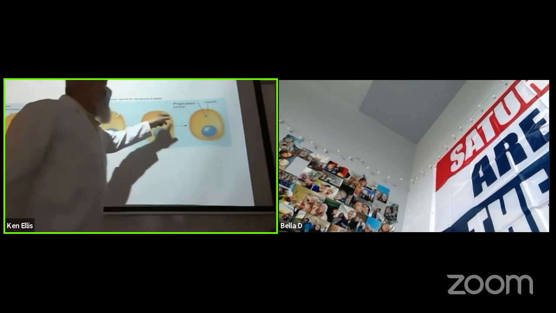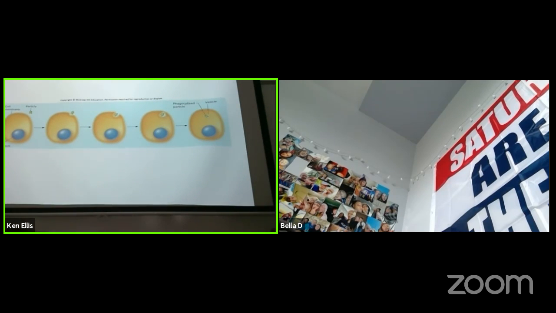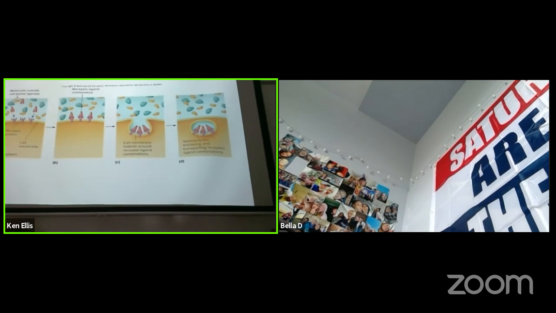It goes out, surrounds, and now I've got a vesicle right there. I might attach lysosomes to that to break it down a little farther to be used, but that's phagocytosis right there.